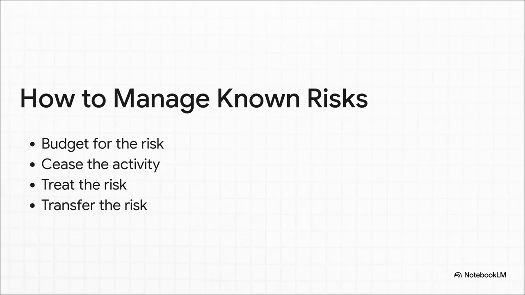So once you know what your risks are, you have several strategic options. You can budget for it if you just can't get rid of it. In some really extreme cases, you might just have to stop the activity altogether. More often, though, you'll treat the risk with new procedures or more inspections, or you can transfer it, which is exactly what insurance is all about.